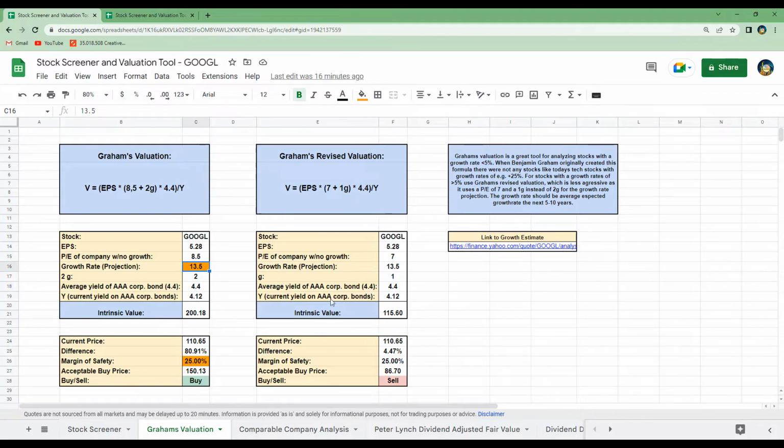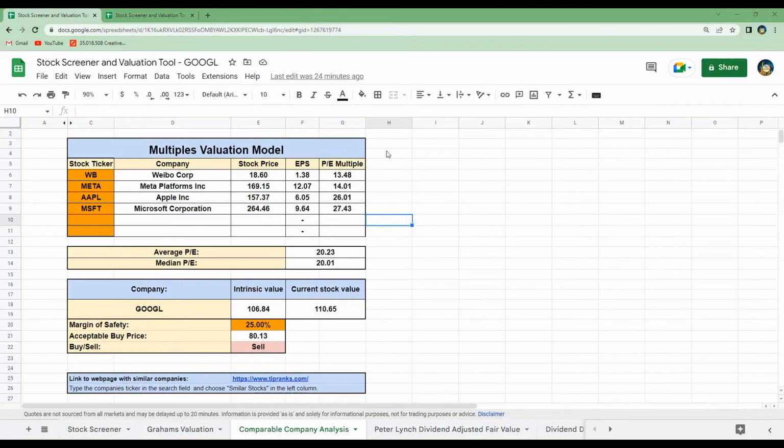By applying this growth rate projection and using the equation above, we get an intrinsic value of $115.60. That is above the current stock price of $110.65, and the difference is only 4%. By applying a margin of safety of 25%, we get an acceptable buy price of $86.7, and therefore we don't get a buy signal using this model.